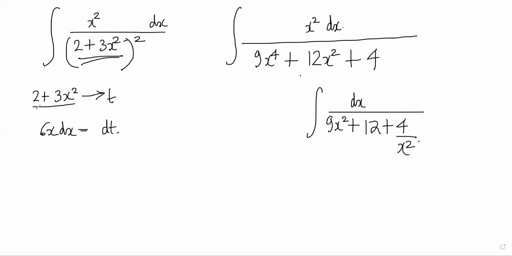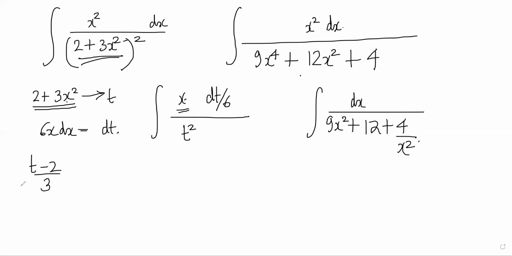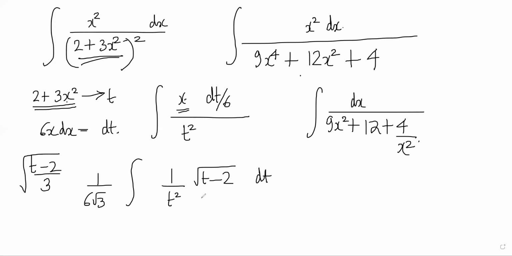We have 2 plus 3x square is t. You have x square dx on top. So x into x dx, so x into dt by 6, right? And here you have t square. X you have to write as root of t minus 2 by 3, right? Correct. So it is like 1 by t square root of t minus 2 by root 3. This comes out dt. This is the integral, which is not simple.